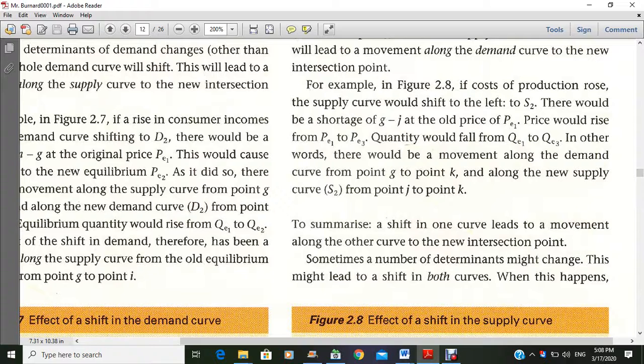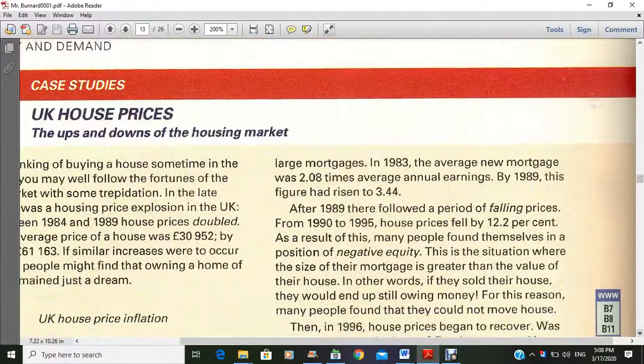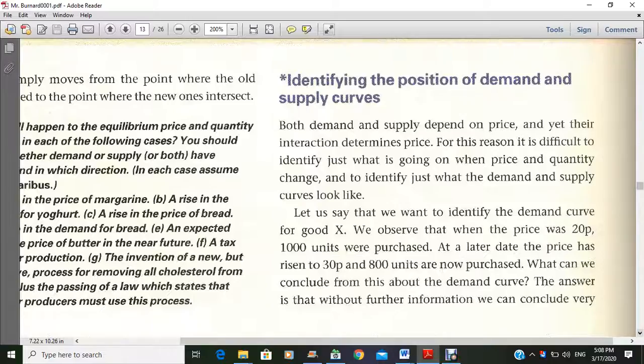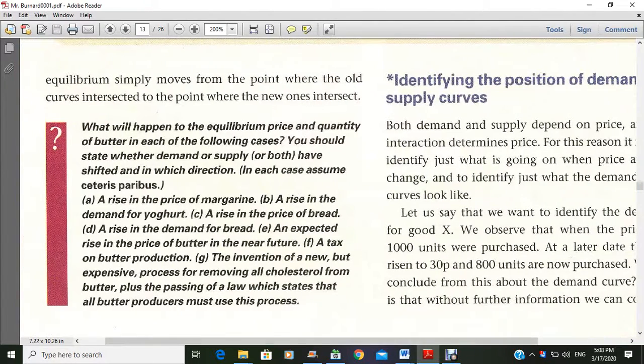To summarize, a shift in one curve leads to a movement along the other curve to a new intersection point. Sometimes a number of determinants might change. This might lead to a shift in both curves. When this happens, equilibrium simply moves from the point where the old curves intersected to the point where the new ones intersect.